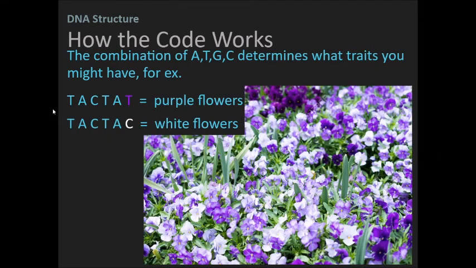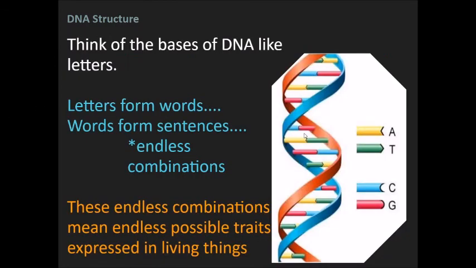So the code works like this. This is just a very small piece, but TACTAT may give us purple flowers, and TACTAC may give us white flowers. One letter difference in that gene will give us purple versus white flowers. Now remember, the gene is actually much longer than this. It keeps going that way.